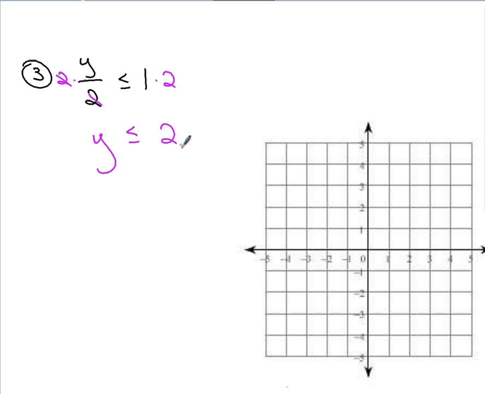I think about what y equals 2 looks like. I know I got a y-intercept here of 2. It's a horizontal line. And this one would be solid because it's less than or equal to. Put that line in. And since it's less than, we're shading to the low side of the y-axis. That'd be everything down here.